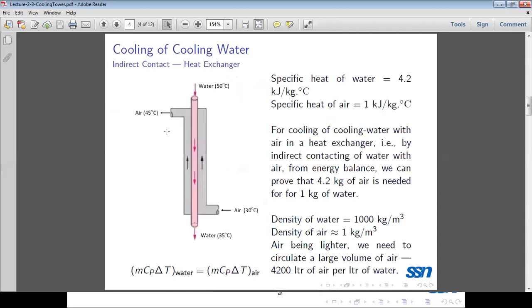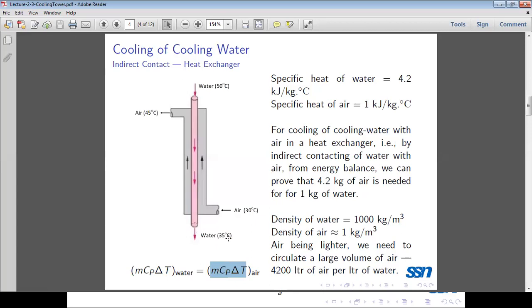There is a heat transfer process. Say water is entering at 50 and we are going to bring it to 35 by exchanging heat with air, which is entering at 30 and leaving at 45. You can work out this energy balance. This m c p delta T, the energy given by water, is nothing but the energy taken by air. Is it understandable? Simple. So what is the delta T for water here?